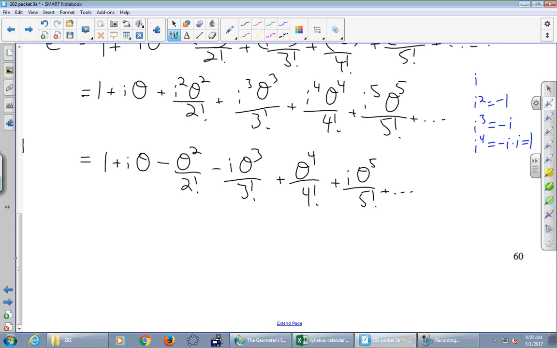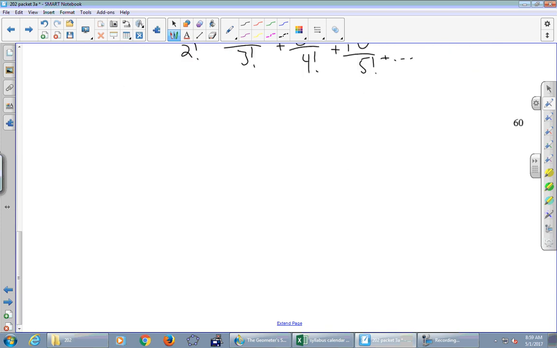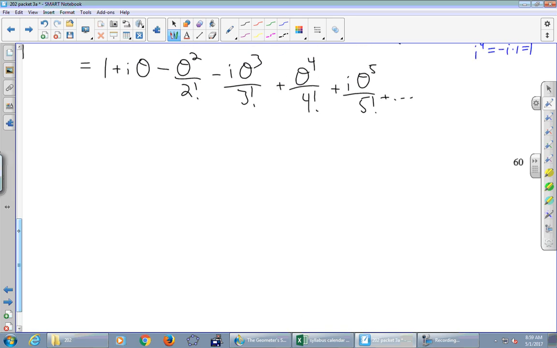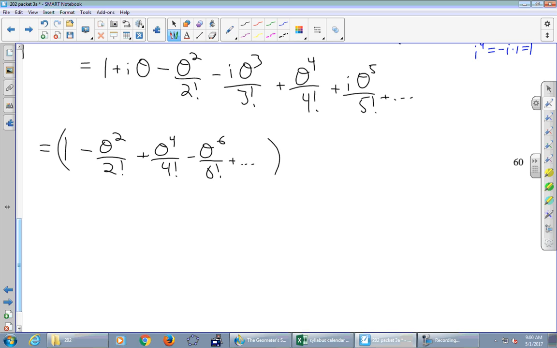Okay, next up. Half of these terms have i in them and half of them do not. We're going to shuffle the terms around. First, the ones with no i. 1, what's the next term with no i? Minus theta squared over 2 factorial, right? What's the next term with no i? Plus theta to the 4 over 4 factorial. I didn't write it, but looking at this pattern, what's going to be the next term with no i? Minus theta to the 6 over 6 factorial, right? Okay, I'm going to put this in parentheses, dot, dot, dot. That's just the ones with no i.